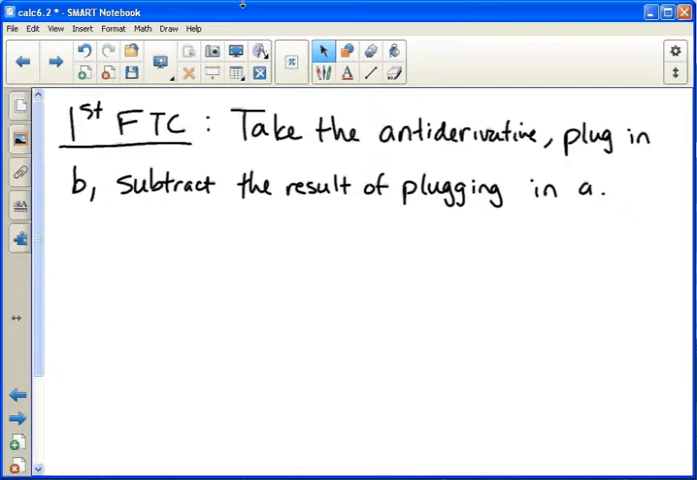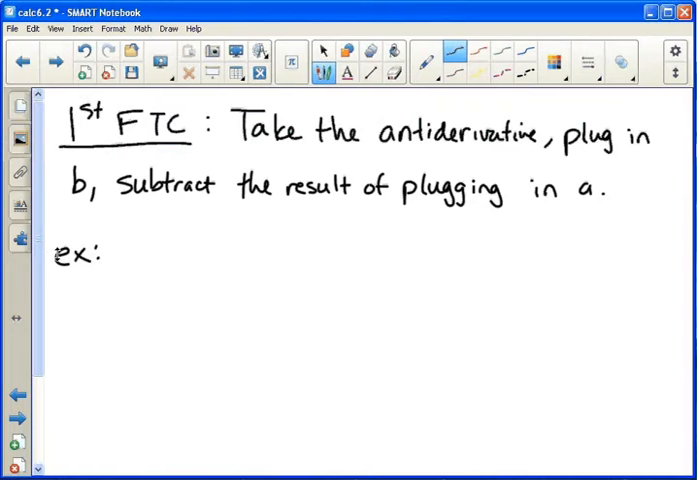So we will see in just a second. I think as soon as you see some examples, this will all make sense. So let's start with a very basic one. Let's do the integral from 0 to 5 of 3 dx. The first step is to take the antiderivative. The antiderivative of 3 is 3x.